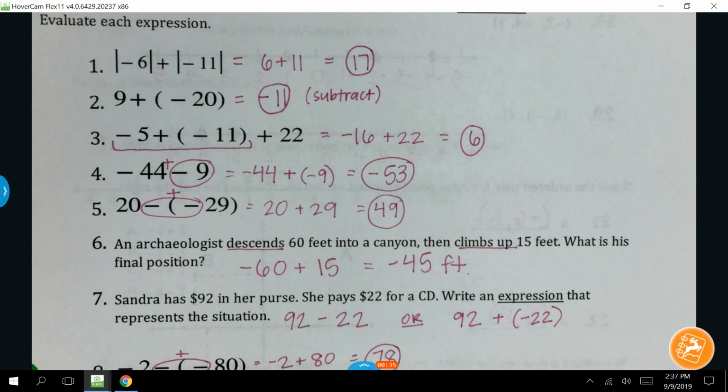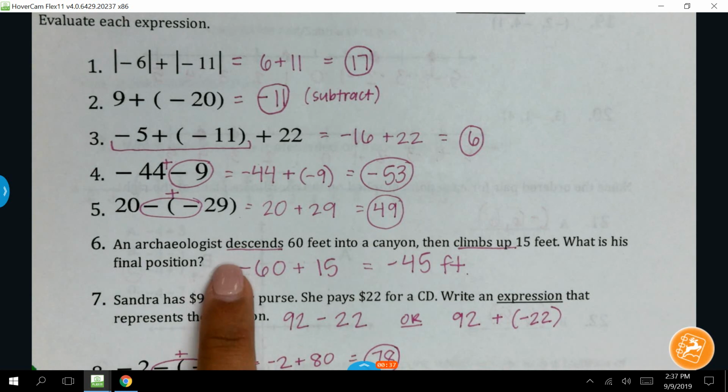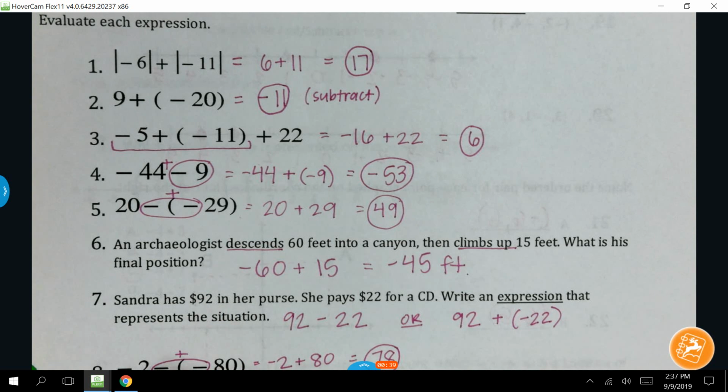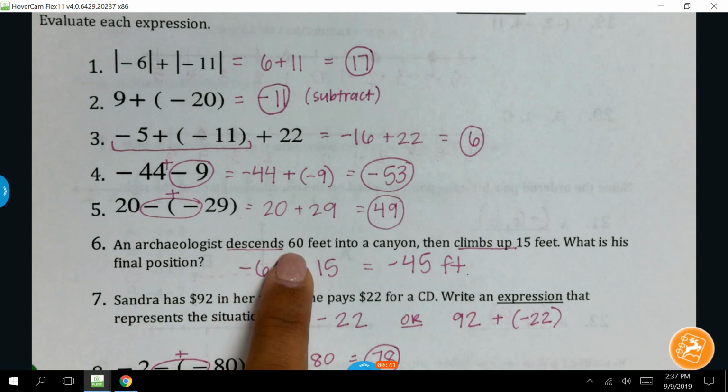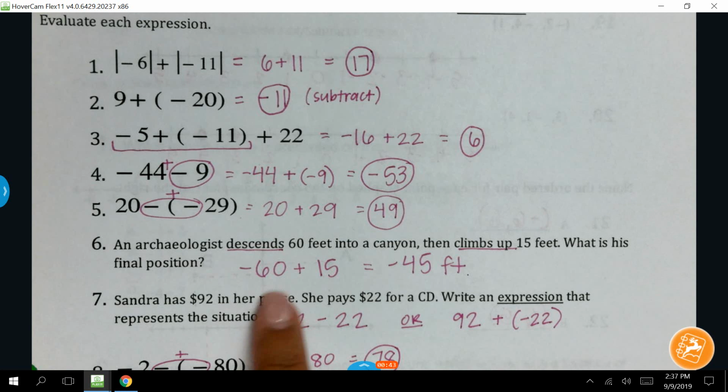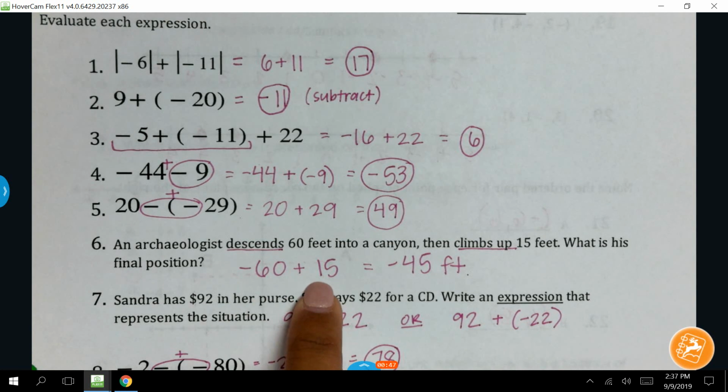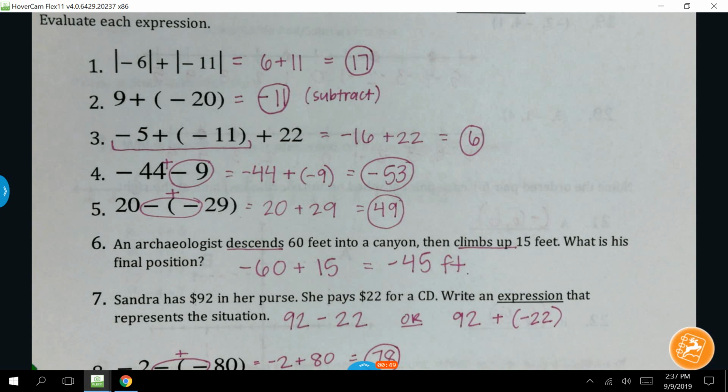Number 6 and number 7, you are just writing the integers that are represented. So descending 60 feet, that means you're going down, so that's a negative 60. And then climbing up, you're adding 50 to that, or 15 to that. So your final position is negative 45 feet into that canyon.